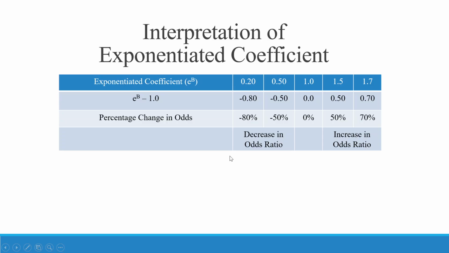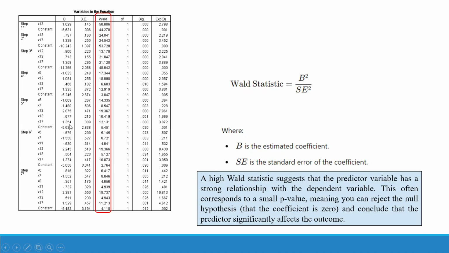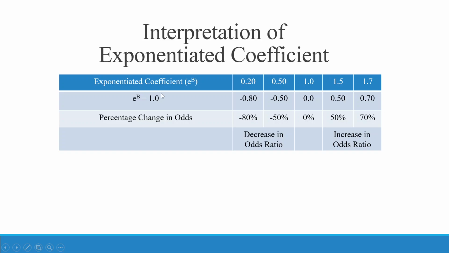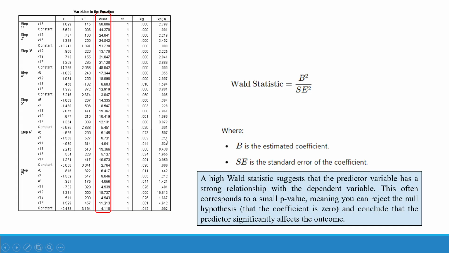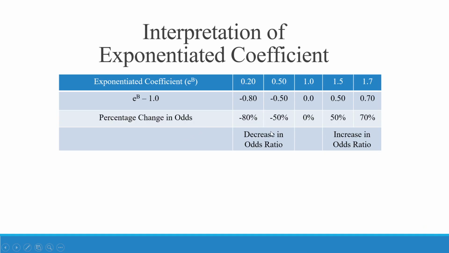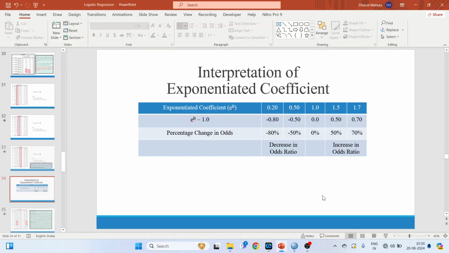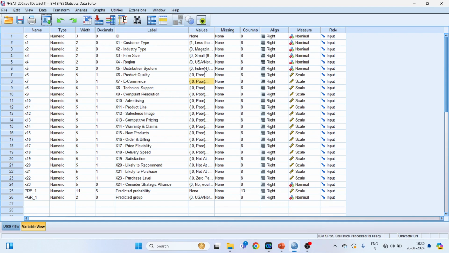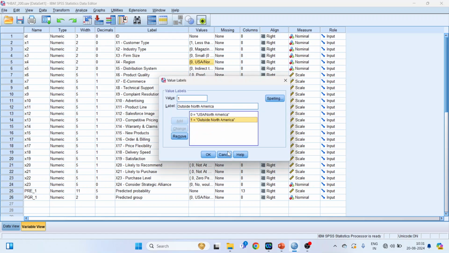Remember how to interpret this. See, this is beta, and this is exponentiated beta. So what we will do, we will deduct 1. I've already explained this. From these exponentiated beta values, we will deduct 1, and our interpretation we will write on the basis of increase in odds ratio or decrease in odds ratio, and also what is coded as 1. 1 is outside North America. See the coding.